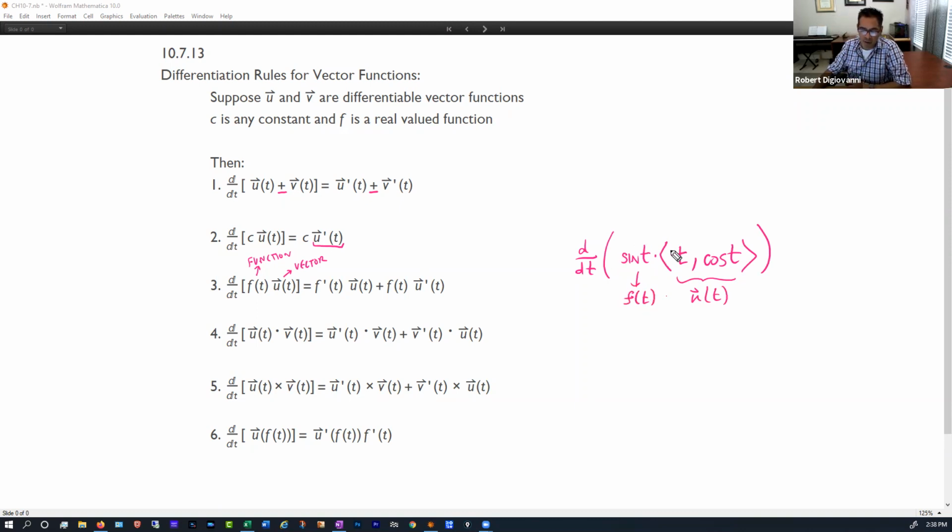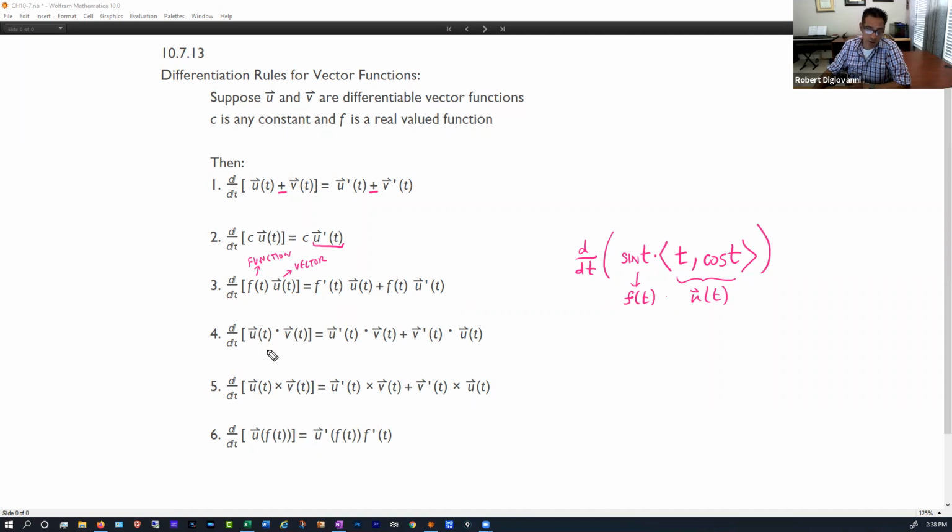So if you want to take the derivative of this, what you can do, does anyone recognize this? It looks like the product rule, right? Exactly, product rule. I forgot the name. Yep, it's like the product rule. You do the derivative of the scalar function times the vector function plus the scalar function times the derivative of the vector function. So that's a product rule.